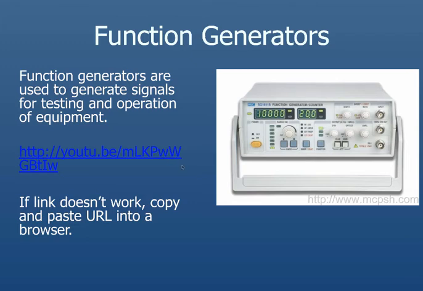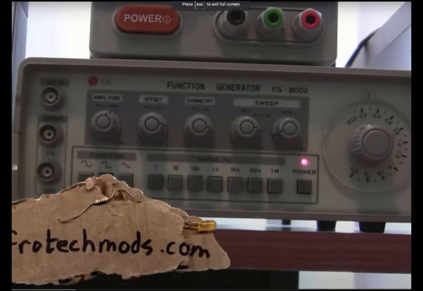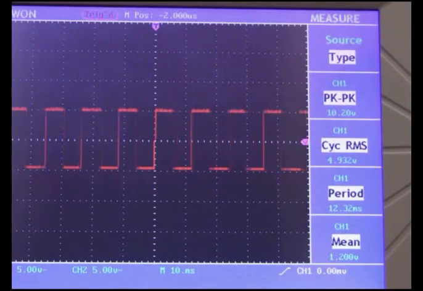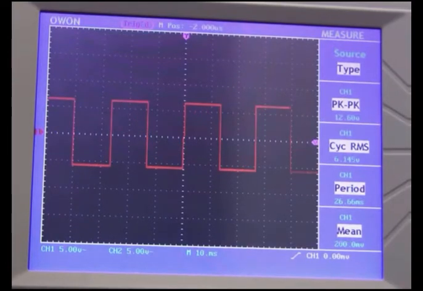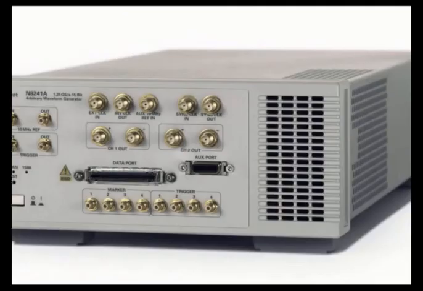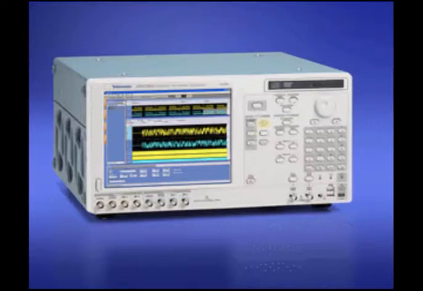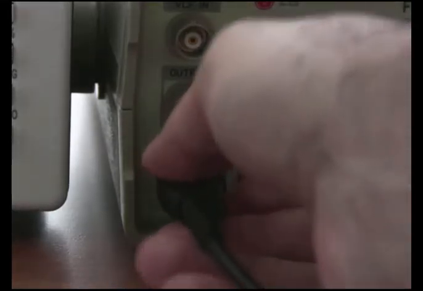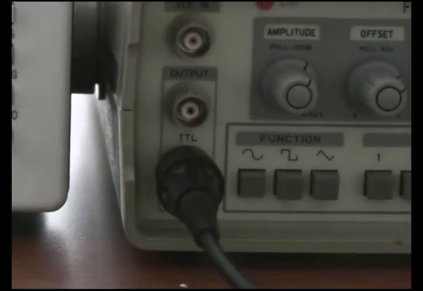So basically, I'm going to just run this. What is a function generator? A function generator generates waveforms. A typical function generator will let you generate sine waves, square waves, and triangle waves. Some really expensive function generators, called arbitrary waveform generators, will allow you to generate any waveform you want with any shape you want. To use one, you must first connect some wires to the BNC jack labeled 50 ohms.